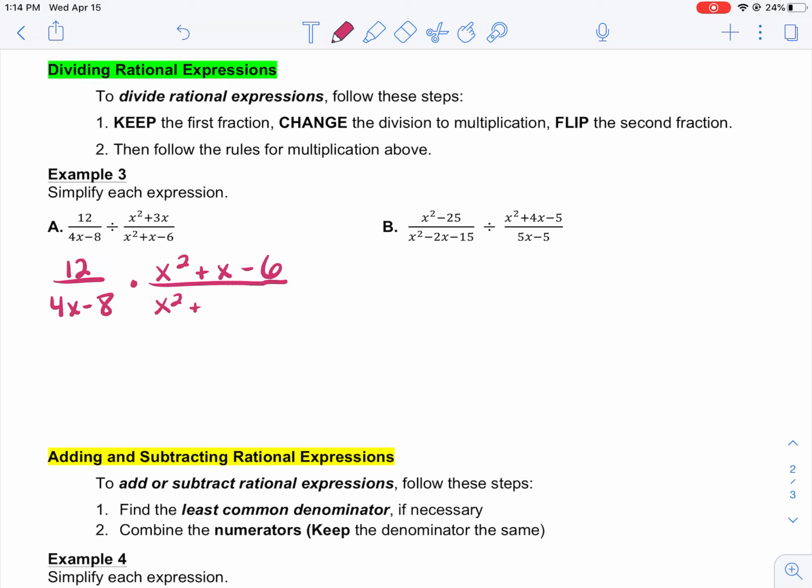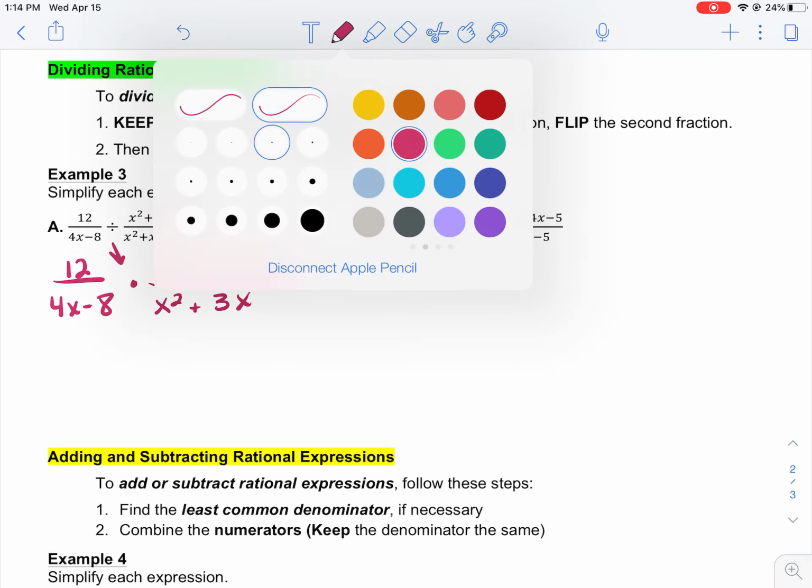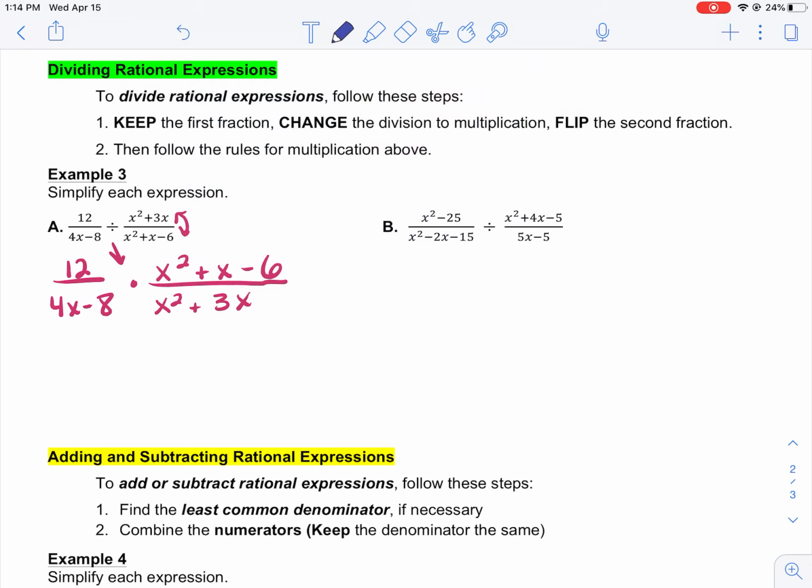And so this first problem, right after the first step, turns into a multiplication problem. So notice I kept the first fraction the same, I changed the division to multiplication, and I flipped the second fraction. And now I'm going to go ahead and factor. Okay, so I can't do anything with the 12, but I can take a 4 out of the bottom and get x minus 2.